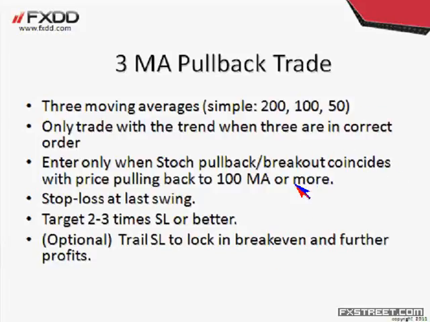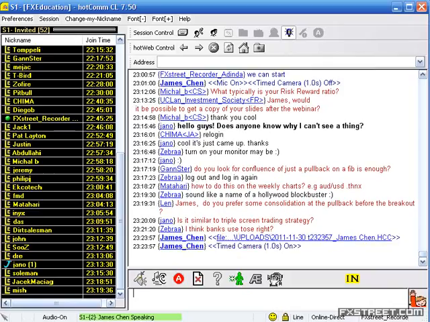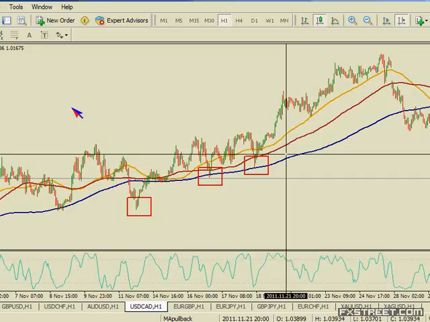Okay, so this is a dollar Canada chart. Now let me just show you the most obvious one, just to give you an example of what I'm talking about. Hopefully, you can all see my charts here.